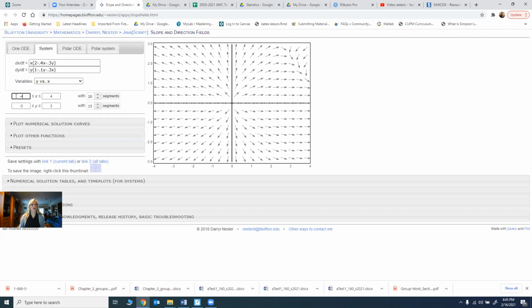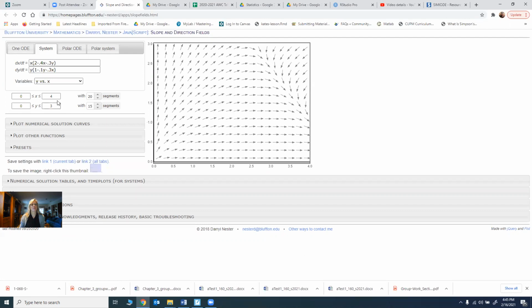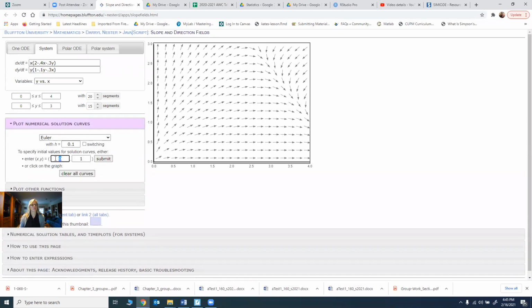I don't really need the negatives here, because these are population values. So we're going to go ahead and change our window a little bit to have x go from 0 and y go from 0, just because we don't need the pieces, and see what we look like. Now we can find out where each of the initial points are and just click on it, or it's easier just to type in those values.